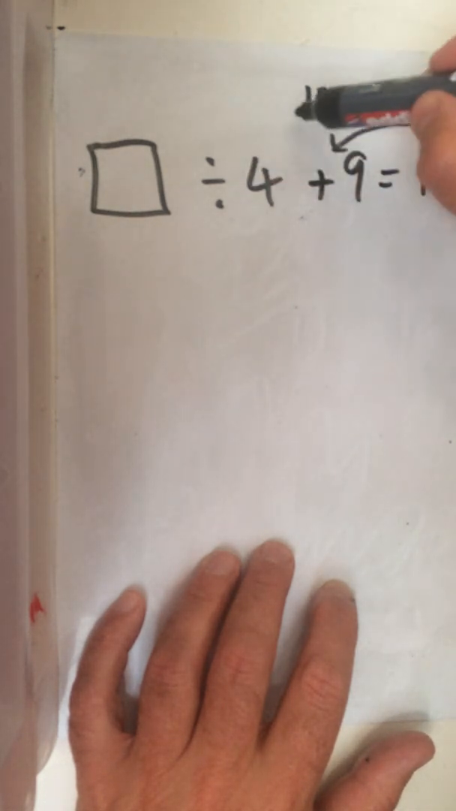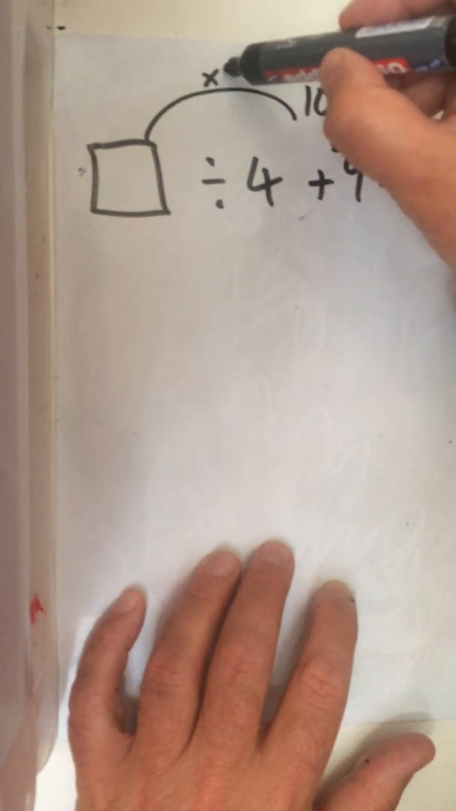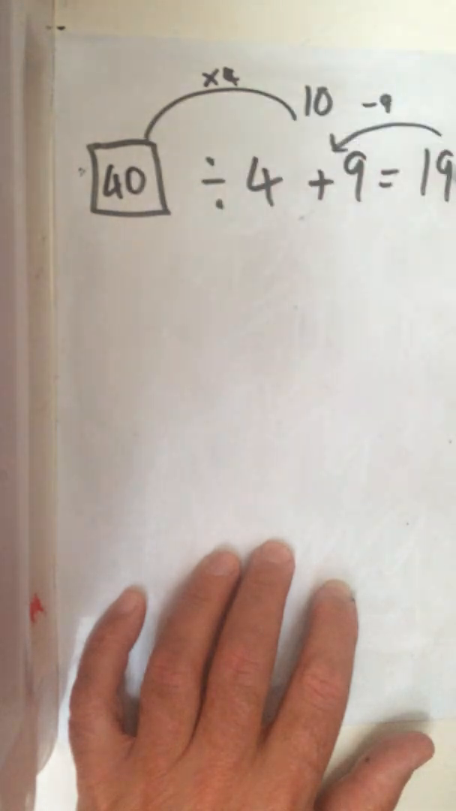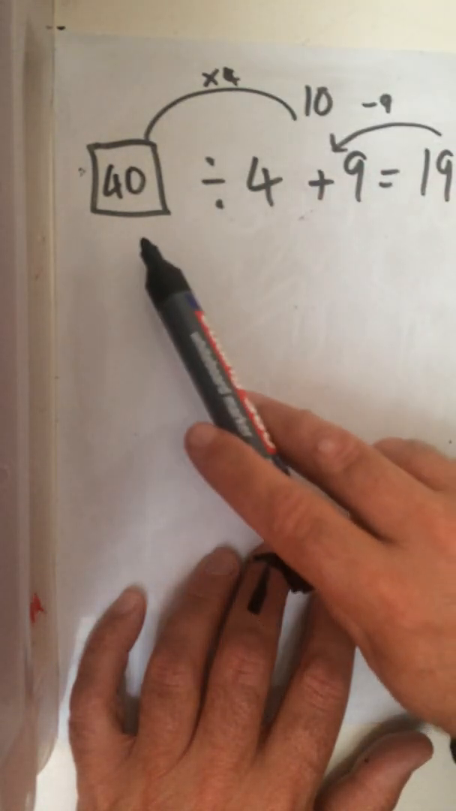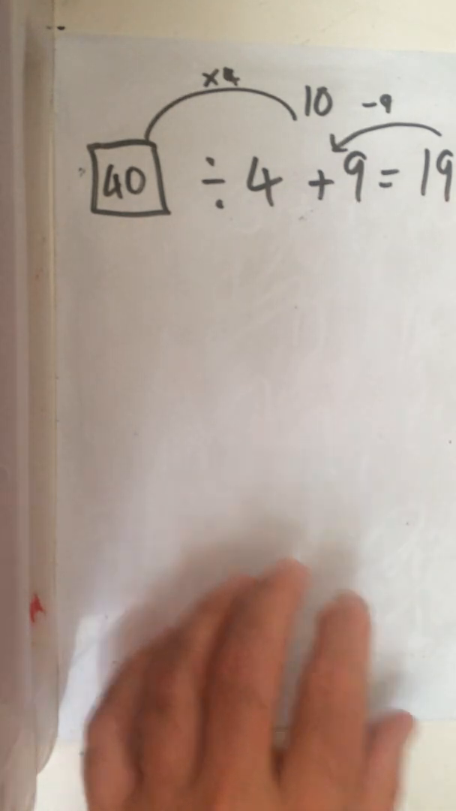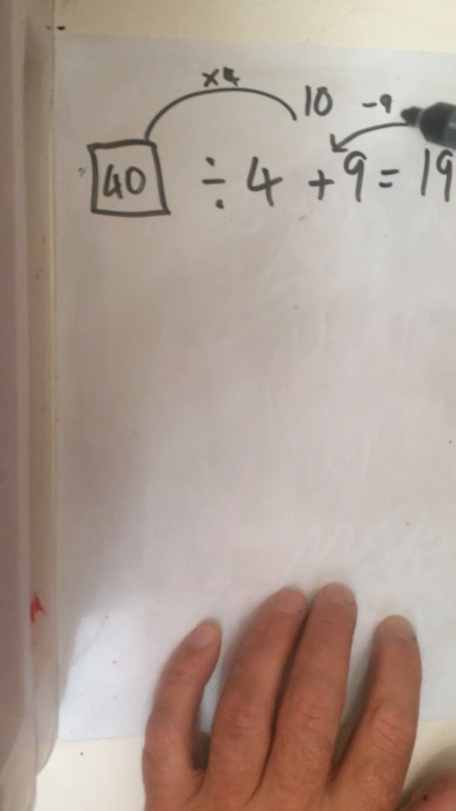And I've got 10 divided by 4. Now the opposite of dividing is timesing. So I'm going to times that by 4. 10 times 4 is 40. Okay, let's have a quick look. 40 divided by 4 is 10. Add 9 is 19. Clearly it does work. So remember, when you go backwards on a sum, you do the opposite operation.